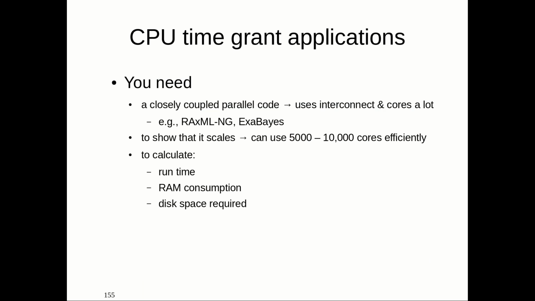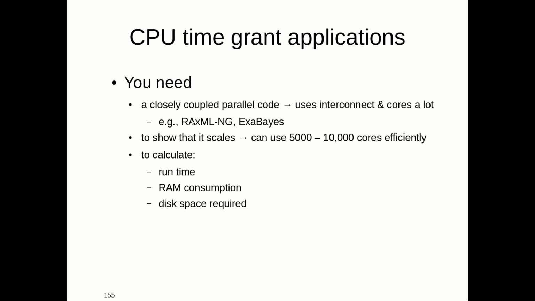So what do you actually need to get access to such a large supercomputer? What you need is what we call a closely coupled parallel code that uses the interconnect and the cores a lot. The key thing about those large systems is that they don't only have a huge number of cores, but they also have a very expensive interconnect such that all those cores can work together and communicate frequently on large numerical codes.